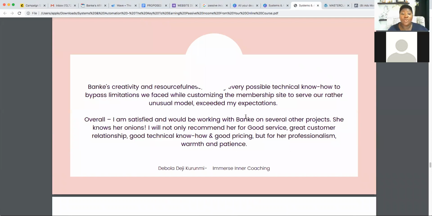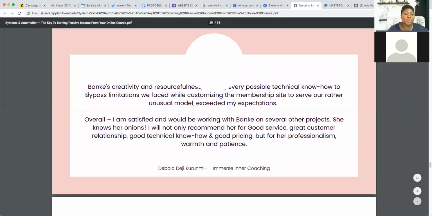I'm just going to quickly read one of my mentors' testimonials. She's so dear to me, which is why I'm bringing it out. Let's read this. Banker's creativity and resourcefulness in harnessing every possible technical know-how to bypass limitations we faced while customizing the membership site to serve our rather unusual model exceeded my expectations. Overall, I am satisfied and will be working with Banker on several other projects.